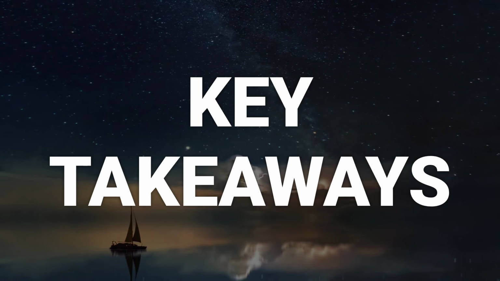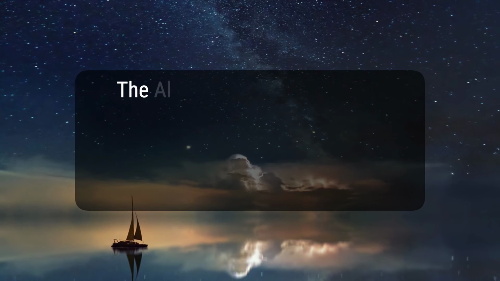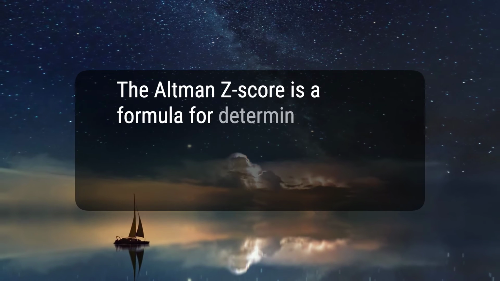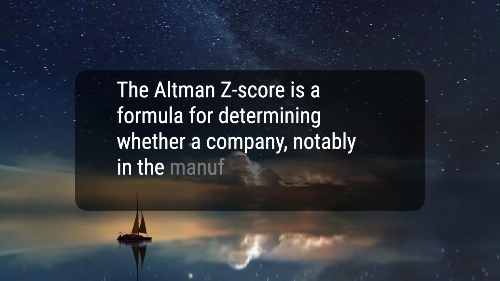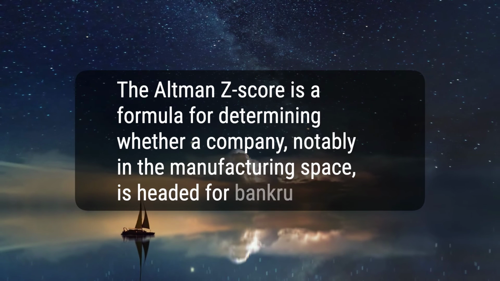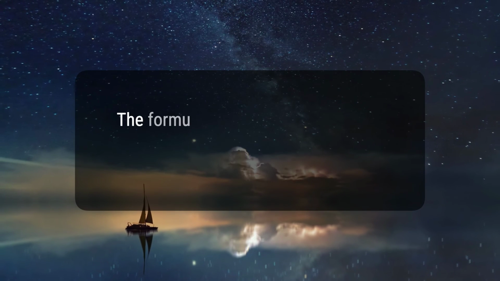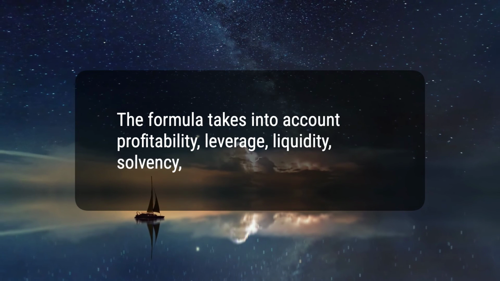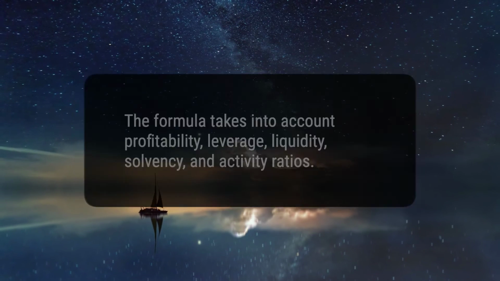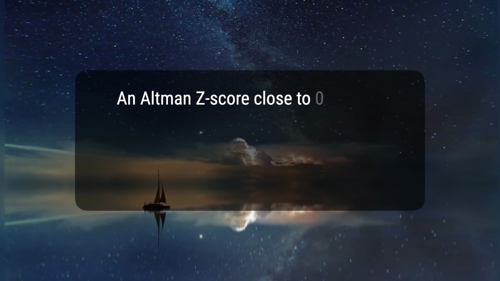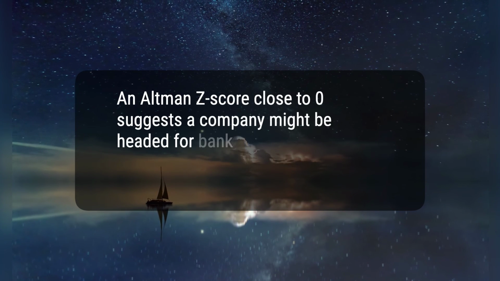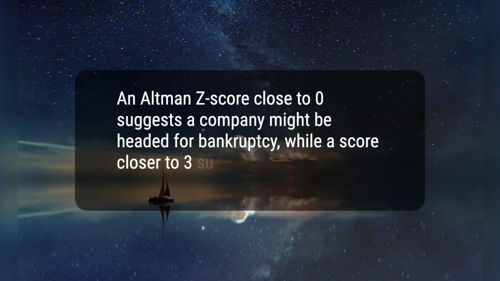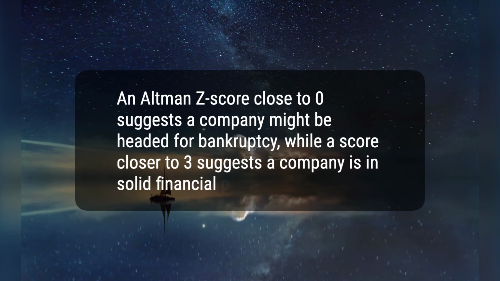Here are 3 key takeaways. 1. The Altman Z-score is a formula for determining whether a company, notably in the manufacturing space, is headed for bankruptcy. 2. The formula takes into account profitability, leverage, liquidity, solvency, and activity ratios. 3. An Altman Z-score close to 0 suggests a company might be headed for bankruptcy, while a score closer to 3 suggests a company is in solid financial positioning.